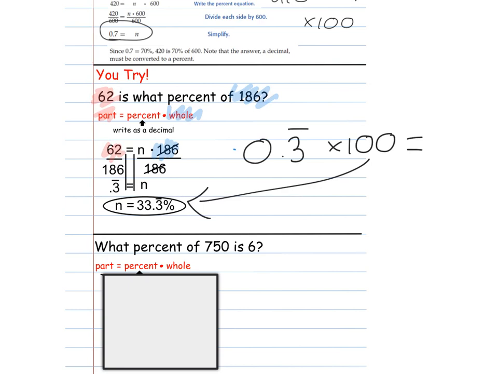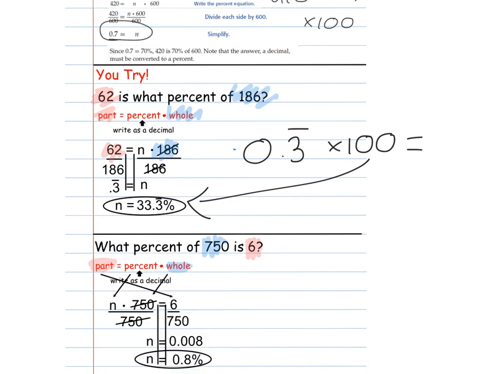Looking at this next one, what percent of 750 is 6? We have part equals percent times whole. Again, we are left with what percent n of our whole 750 is our part 6. That one's worded a little differently. So the whole is 750 and our part is 6. Let's see how we solve that one.